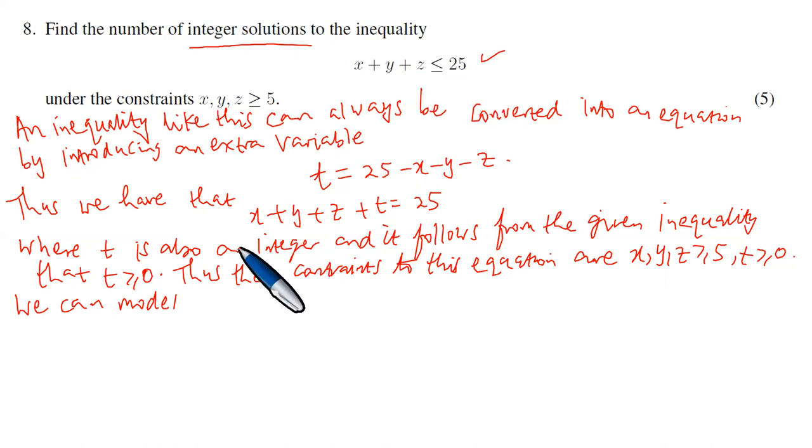It can also be done by trial and error, but this is how we do it in this module. We're looking at integer solutions, the values of x and y and z greater or equal to 5 that make this true. We can model this situation.